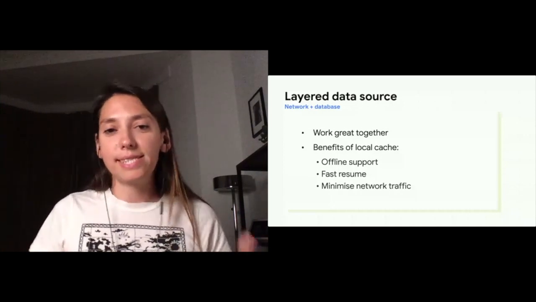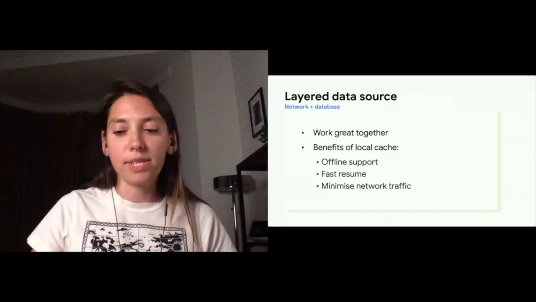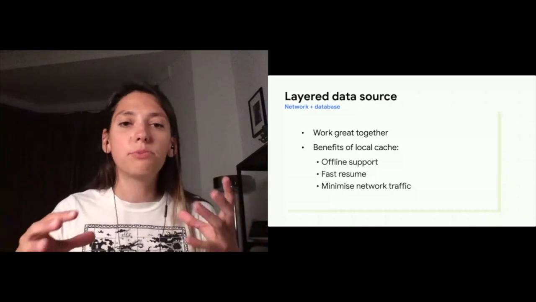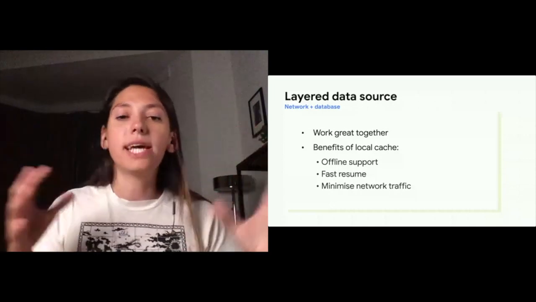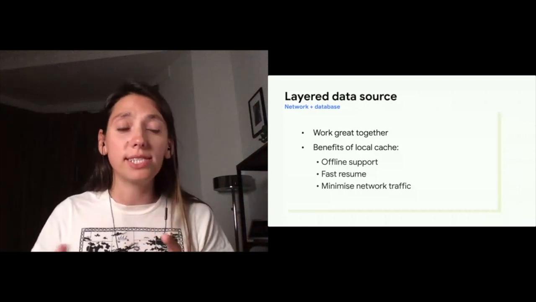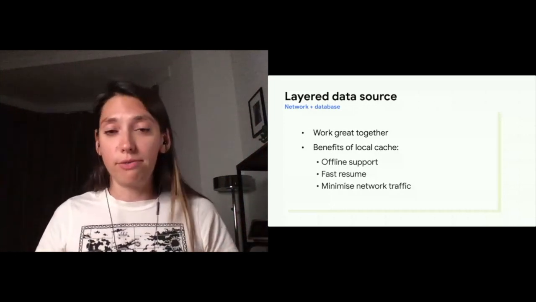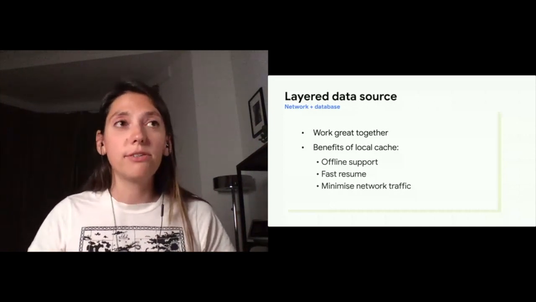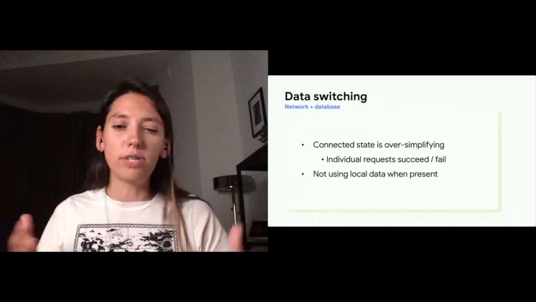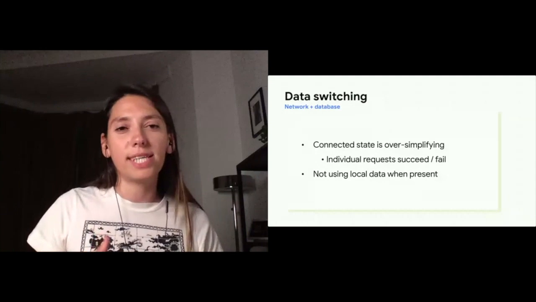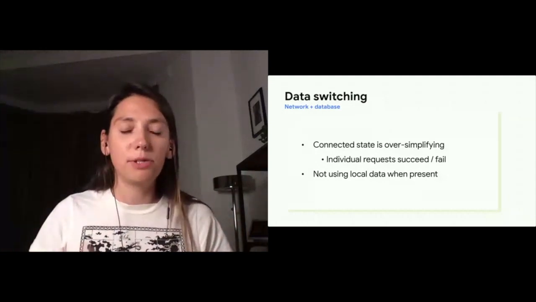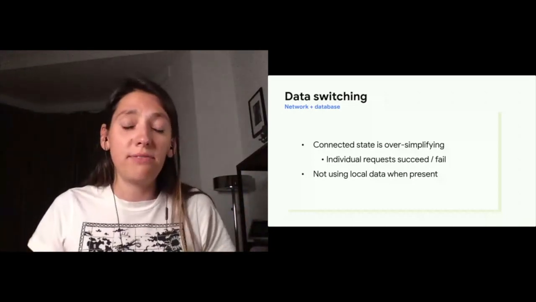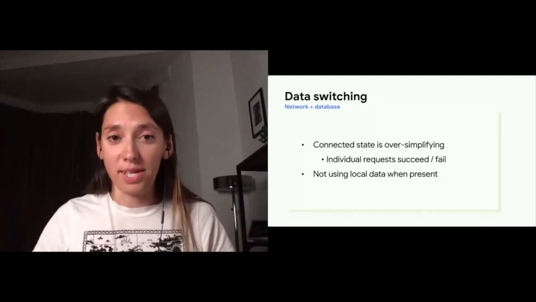But implementing this by yourself, we know it's not easy. So we often saw this kind of architecture where a repository would rely on a connected state, so whether a network is connected or not, to decide whether to get the data from the network or from the database. But there are several problems with this approach. If you just use a connected flag, you oversimplify the problem because individual requests can succeed or fail. And we're saving data in the database, but we're actually not using it, even if it's present. But we're always requesting data from the network.